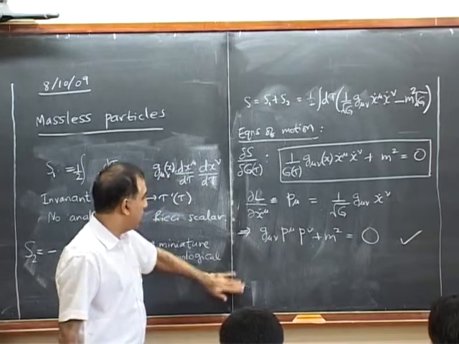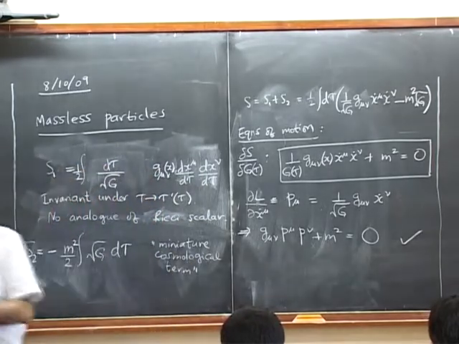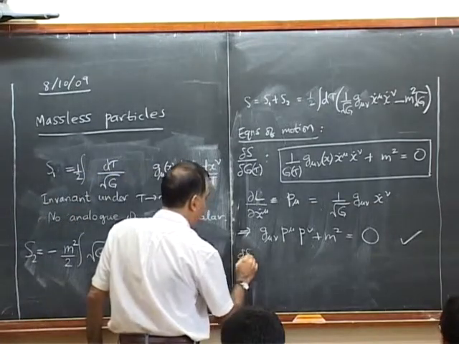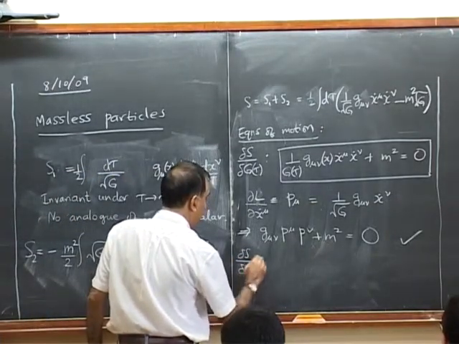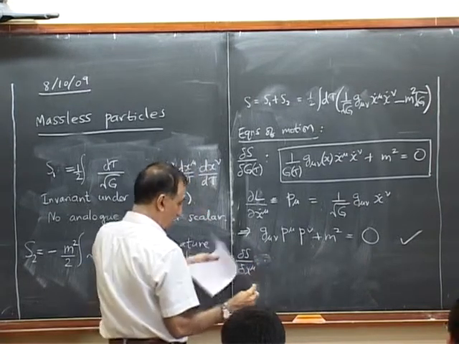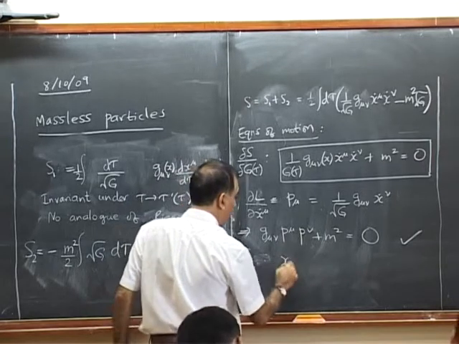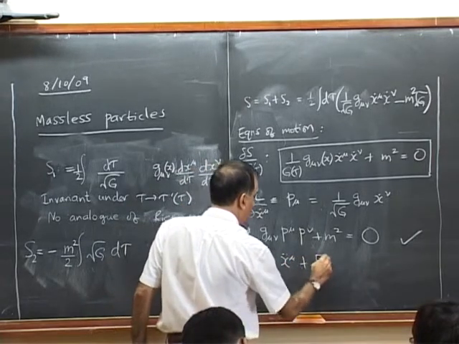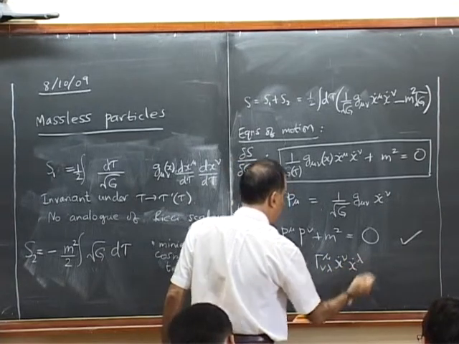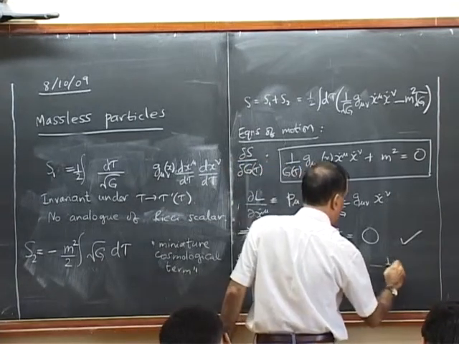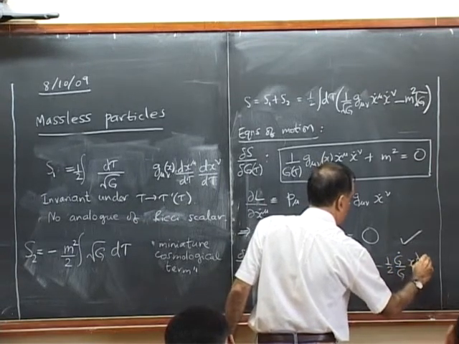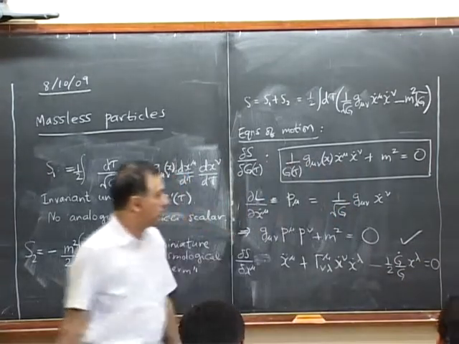Now it's an easy exercise to see that if you take the equations of motion for x, that is del S by del x mu equals 0, this equation comes out to be x double dot mu plus gamma mu nu lambda x dot nu x dot lambda minus a half g dot upon g x dot mu equals 0.